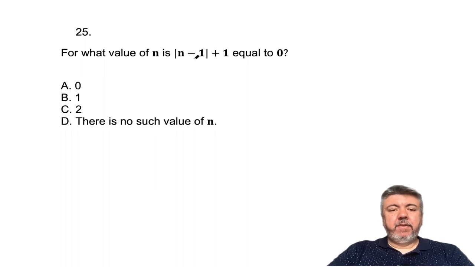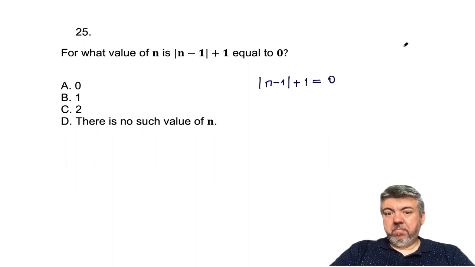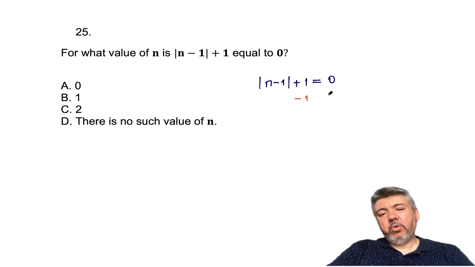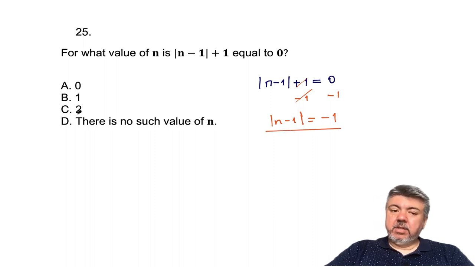Absolute value, 25. For that value of n, is |n minus 1| plus 1 equals 0? So look at this: |n minus 1| plus 1 equals 0. Add negative 1 to both sides: |n minus 1| equals negative 1. My friends, it's never possible. So there is no such value of n. An absolute value can never be less than 0, so it cannot be negative 1. So there is no n value satisfying this equation.